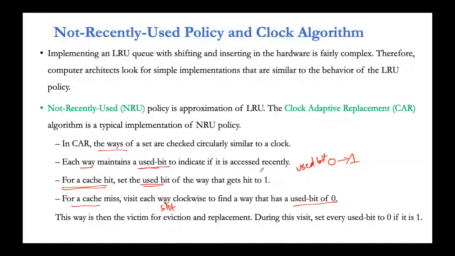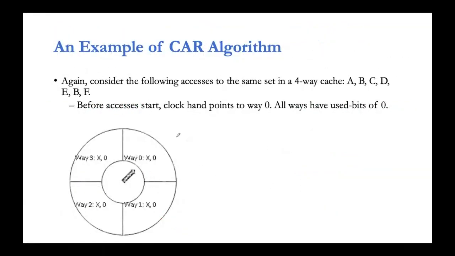So this way is then the victim for eviction and replacement. And during this visit, they set every used bit to 0 if it is 1. So let us see this with an example.